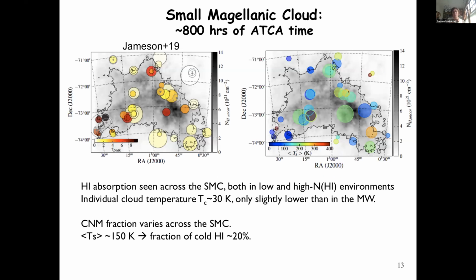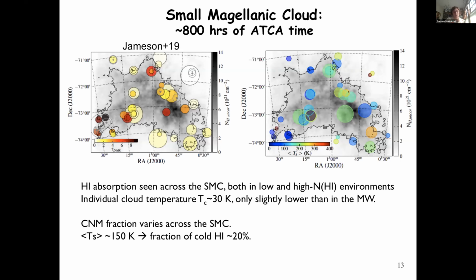The SMC is so interesting because it has metallicity 10 times lower than the solar metallicity. And this is where heating and cooling processes are very different. We expect to find different temperatures for the gas, for the cold neutral medium and warm neutral medium. So we are getting there. ASKAP was essentially built to be able to do this work much, much faster. And a lot of this work is happening already and will happen in the near future. So I will move on now.